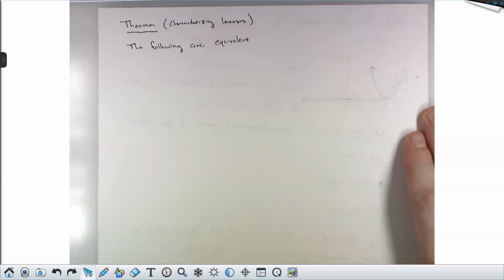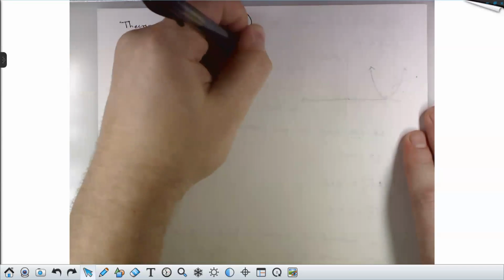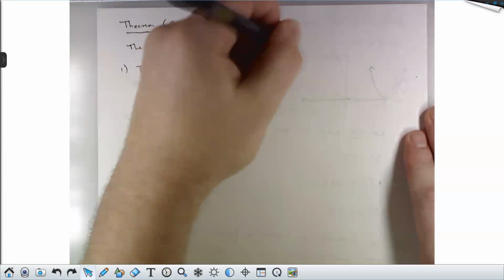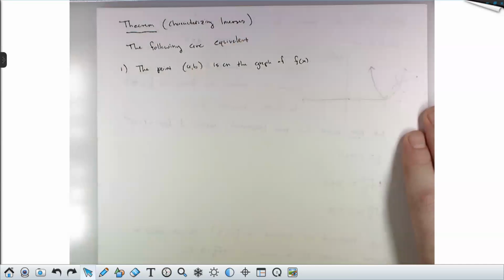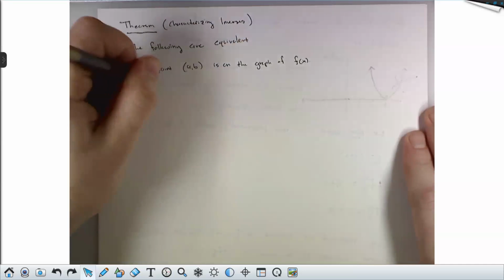Meaning each one's equivalent to the other. Each one implies the other. First, the point A comma B is on the graph of the original function, f of x. That is equivalent to saying f of A is equal to B, right?